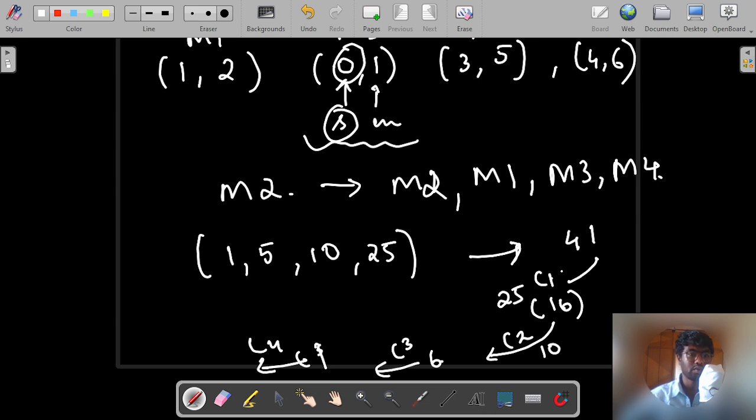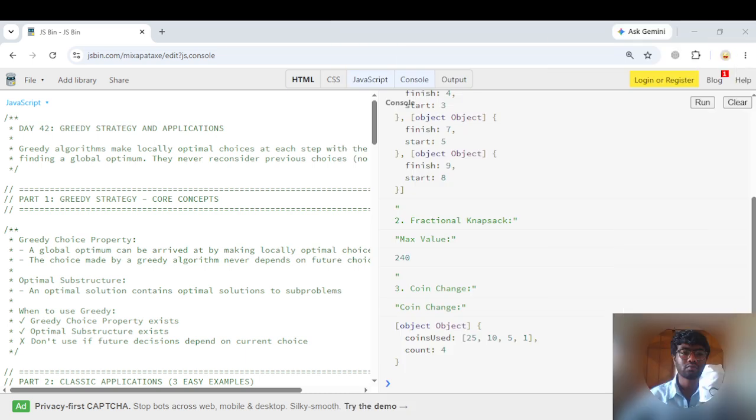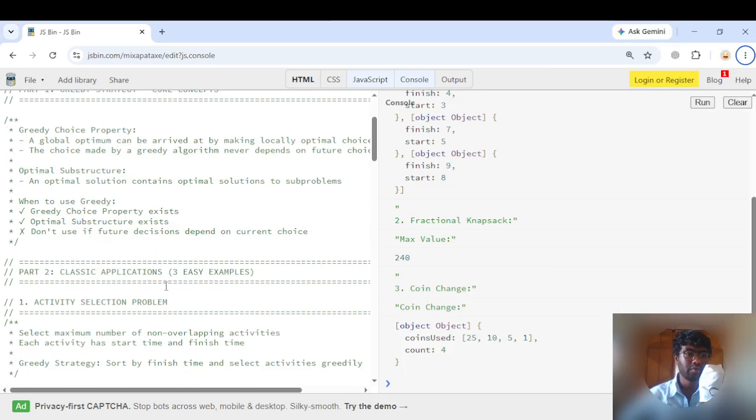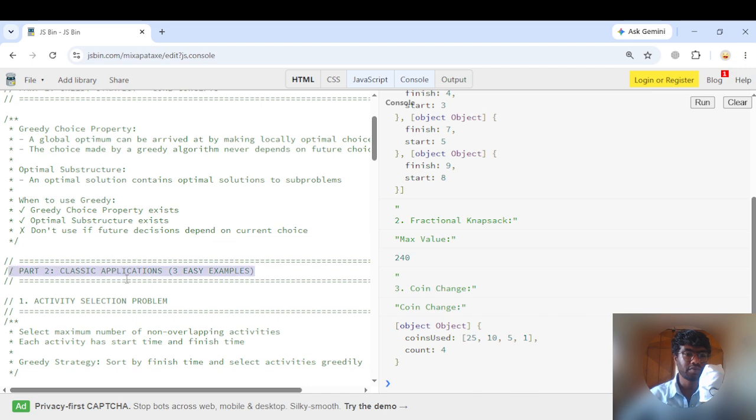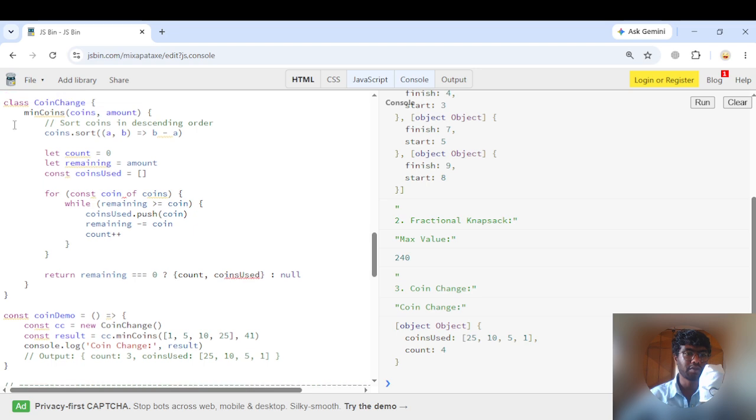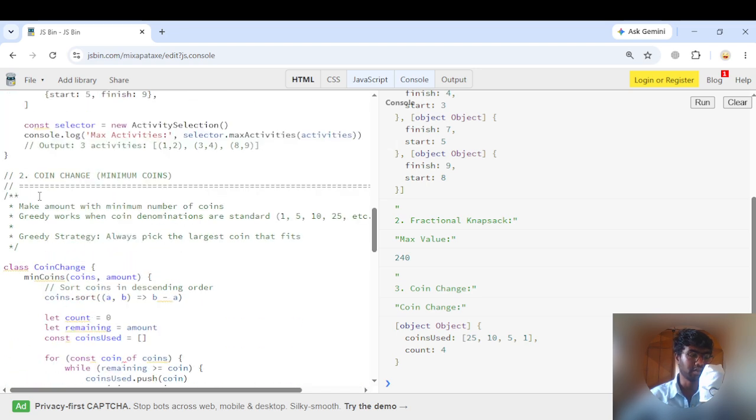So let's look at one example with coin change, and we can understand the simplicity of how we can code this problem out. Let me switch to JSBin and quickly look at an example. As you see, I have a few descriptions here and a few examples, but I've added only two examples just to make this video shorter.